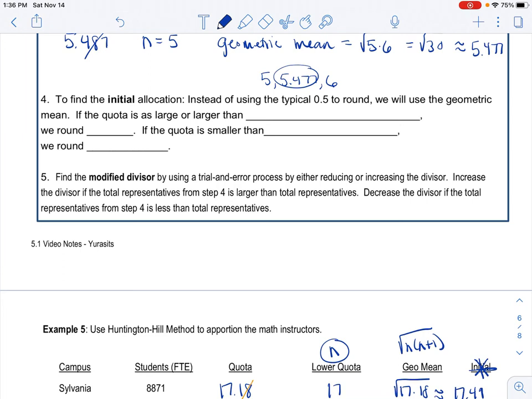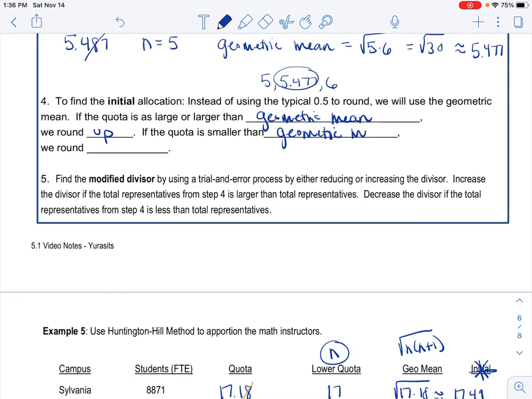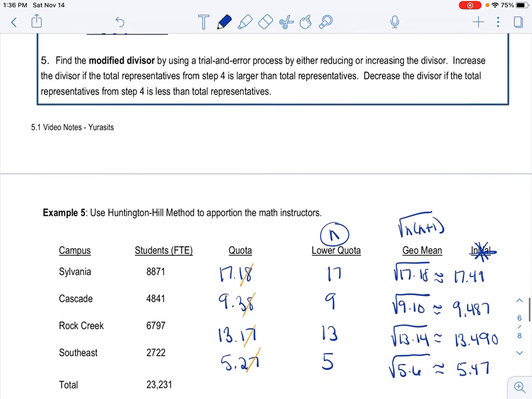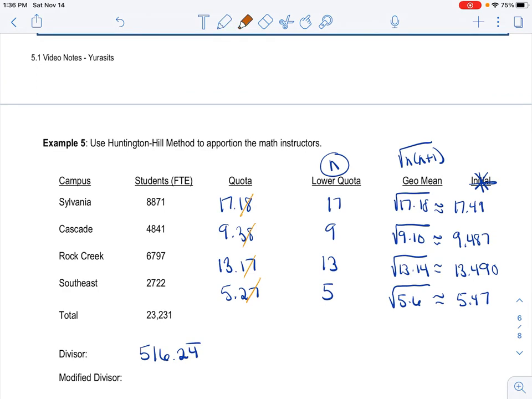So if the quota is as large or larger than the geometric mean, we're going to round up. If the quota is smaller than the geometric mean, we round down. Now, it won't be as easy as you're done. You might have to deal with a modified divisor again. Okay, so let's go ahead and see.